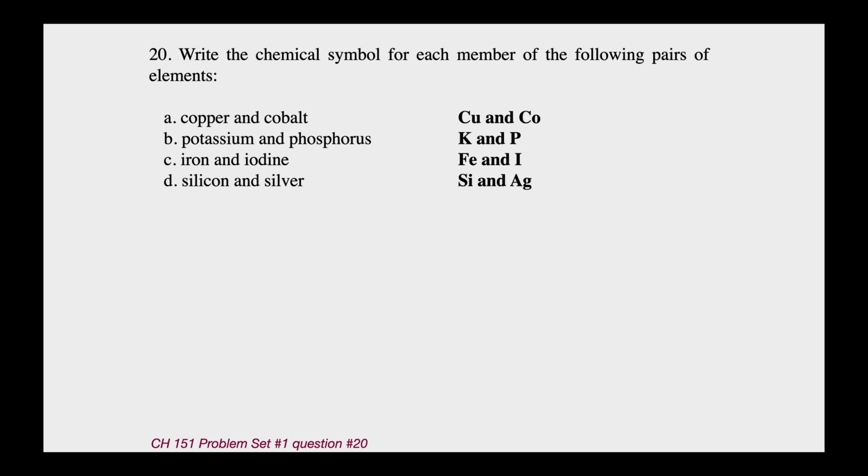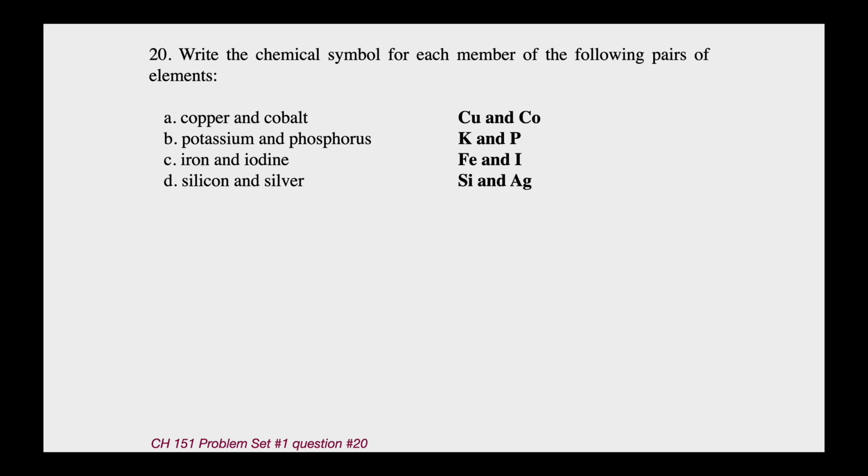Now, potassium is K and phosphorus is P. And man, do I see this one mixed up a lot. But just realize potassium comes from the Latin kalium, so it's different. And phosphorus, of course, is P.